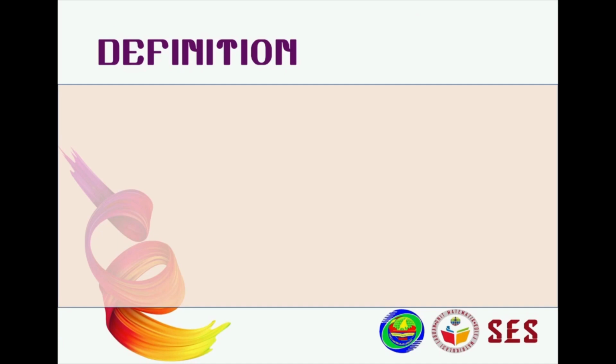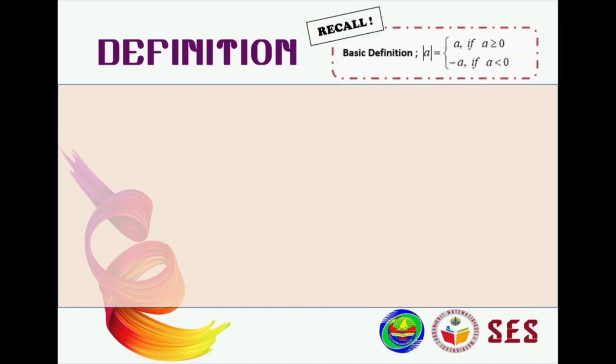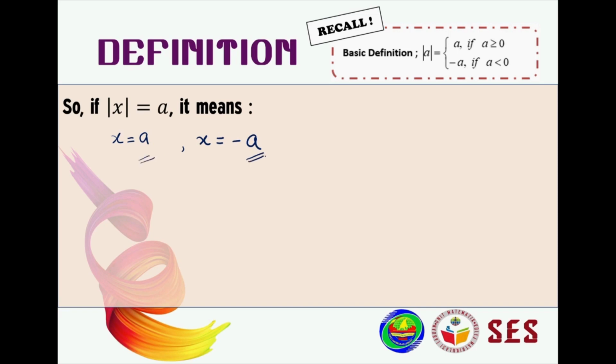By basic definition of modulus, when we are about to get rid of the modulus, or simply said, to open the modulus, modulus a is just positive a and negative a. So if I have modulus x equals a, it just means that x equals a and x equals negative a. One positive value and one negative.